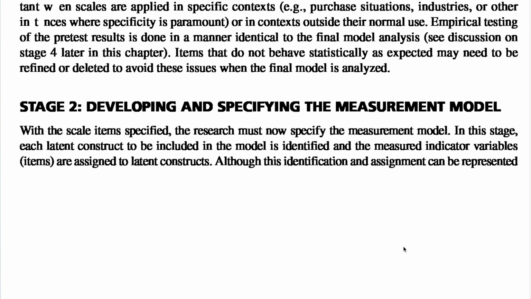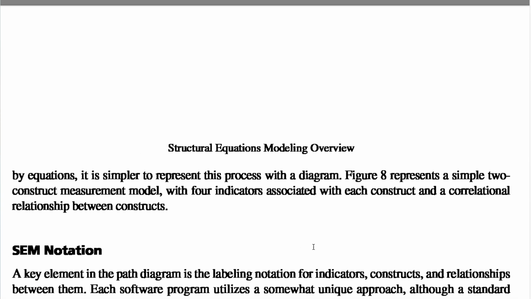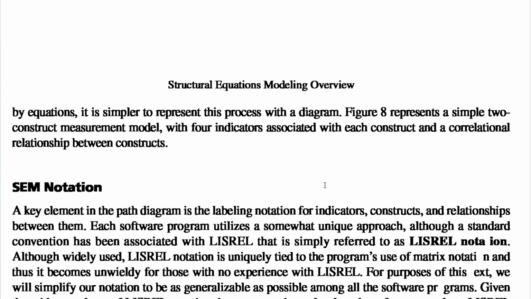Stage 2, developing and specifying the measurement model. With the scale items specified, the researcher must now specify the measurement model. In this stage, each latent construct to be included in the model is identified and the measured indicator variables (items) are assigned to latent constructs. Although this identification and assignment can be represented by equations, it is simple to represent this process with a diagram.